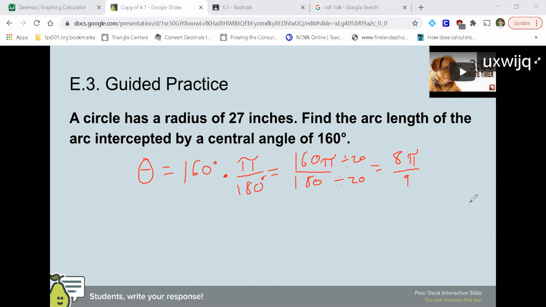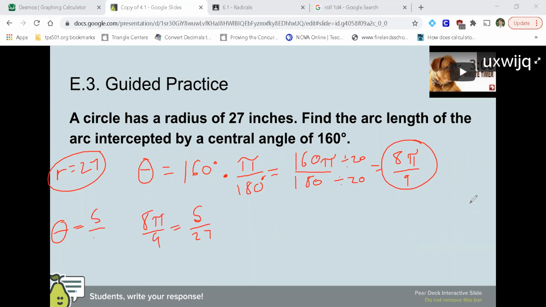Okay, very good. Now that I have my angle, what do I do? You put it in our equation. It's the 8 over 9 equals the s over 27. Yep, so we're using that same equation we had earlier. In this problem, we're given r and theta, so we plug those in. We have s left over, which is what we're trying to find. And to solve this, we'll multiply by 27.